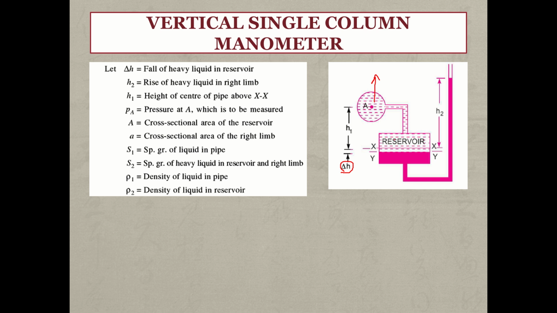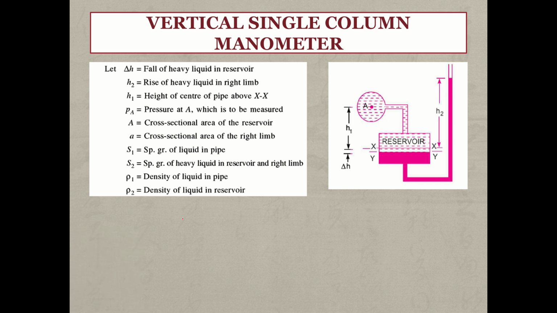Then capital A is the area of the reservoir, small a is the area of the right limb, that is our tube. Okay, and S1 is the specific gravity of lighter liquid, this one. So density will be S1 into 1000. S2 is the specific gravity of the heavy liquid, so density will be S2 into 1000.